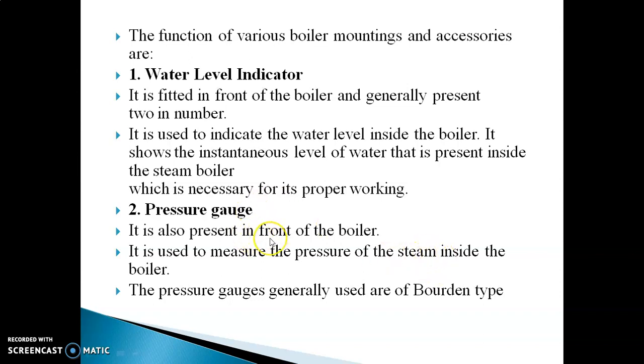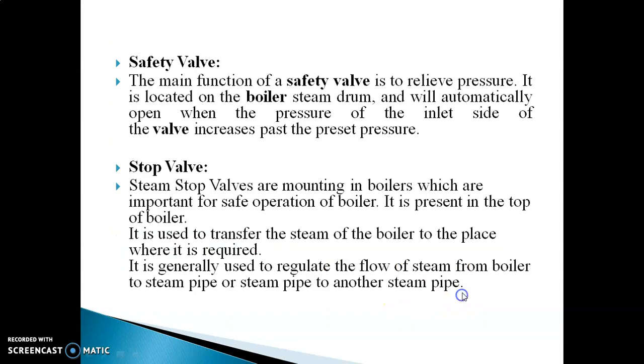It is also present in the front of the boiler, which is used to indicate the pressure of the steam inside the boiler. Safety valve. The main function of safety valve is to relieve the pressure. It is located on the boiler's steam drum and will automatically open when the pressure of the inlet side of the valve increases past the preset pressure.